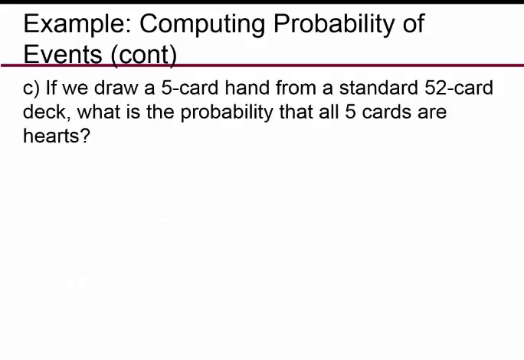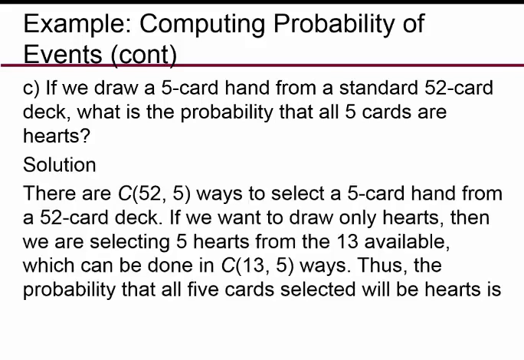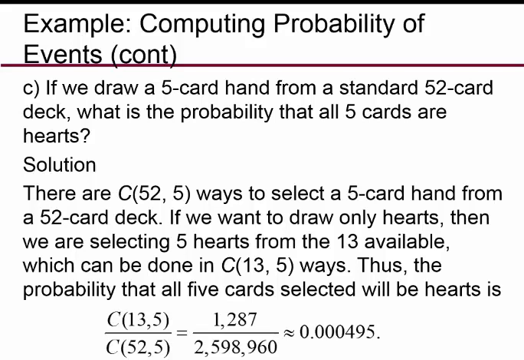If we draw a 5-card hand from a standard 52-card deck, what is the probability that all 5 cards are hearts? Here we're going to use combinations. There are 52 choose 5 ways to select a 5-card hand from the 52-card deck. If we want to draw only hearts, then we're selecting 5 hearts from the 13 available, which can be done in 13 choose 5 ways. The probability that all 5 cards selected will be hearts is simply 1,287 over 2,598,960, which is 0.000495.